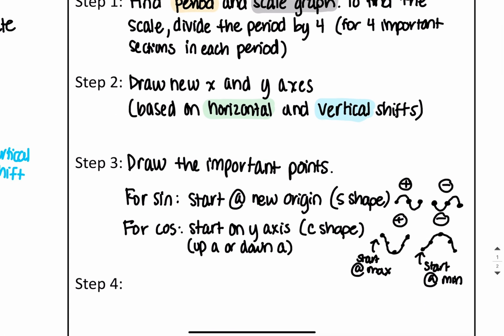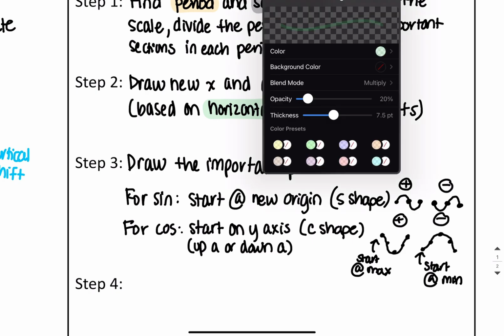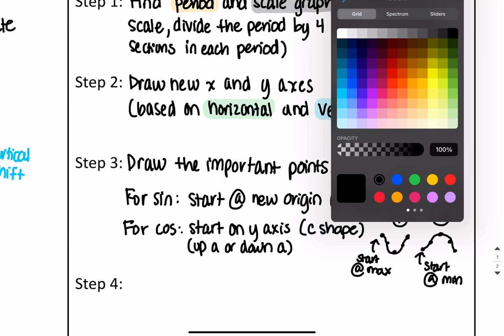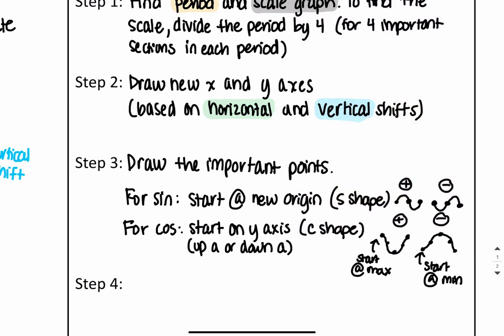And then, just to say this again, I am starting at the new origin for sine, and I'm starting at the y-axis for cosine, either at the maximum or the minimum, which is up or down A.